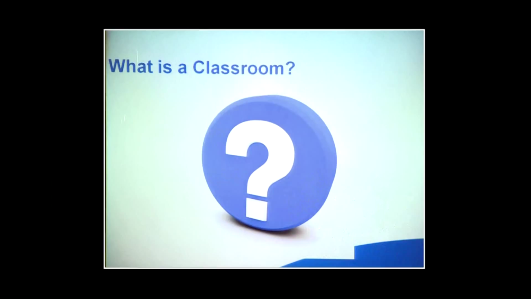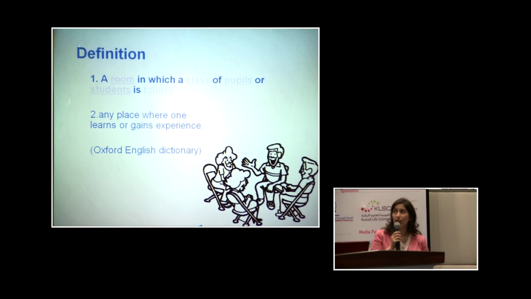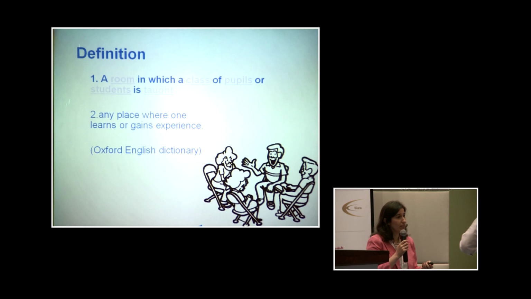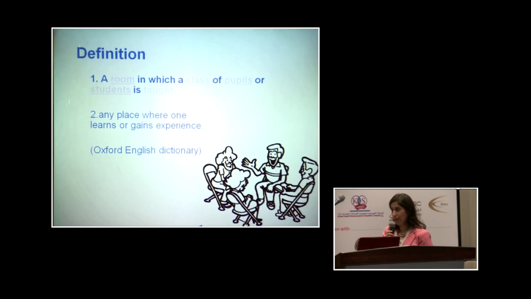Very good. So it's any place where people get together and learn. It doesn't matter if it is in a room or outside or a picnic or in a garden or in a hospital. So a classroom is everywhere. If I go to the Oxford Dictionary, it says a room in which a class of pupils or students are taught. But also, any place where one learns or gains experience. So that is a classroom. It's anywhere, any place where you gain experience. So this is the definition of the classroom.